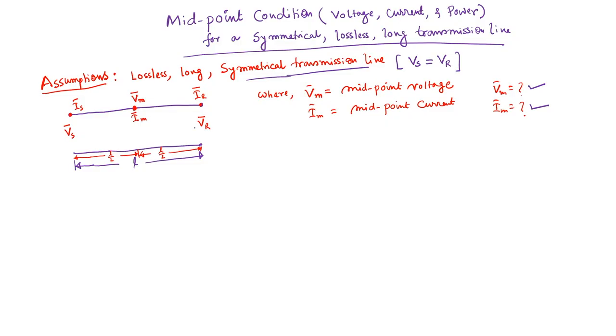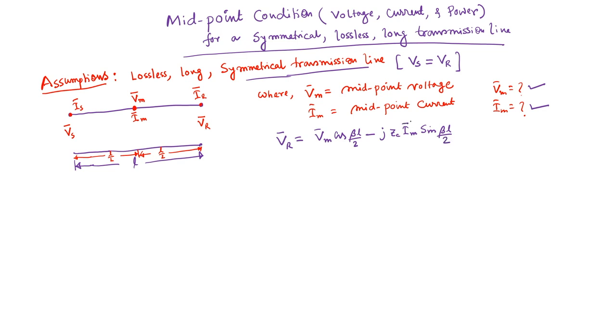Now, in order to find this, let us have a relationship of V m with V s and V r. We can put this relationship of V m with respect to the sending end voltage and the receiving end voltage. One is V r equal to V m cos beta L by 2. Since we are representing the receiving end parameter in terms of the midpoint voltage, this L by 2 is measured from the receiving end side. Okay. So, this is equal to minus j Z c I m sin beta L by 2.